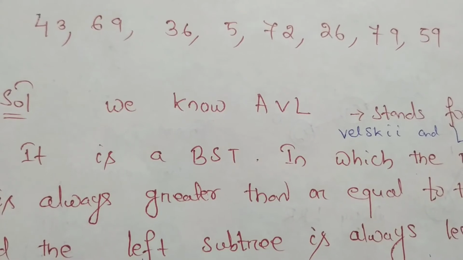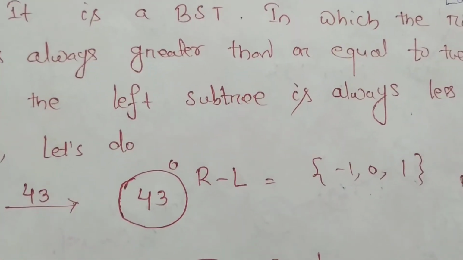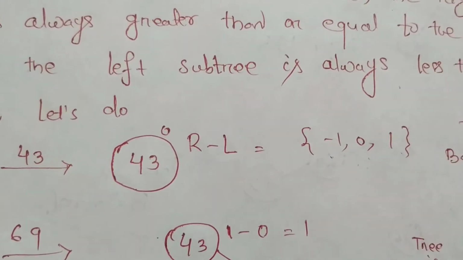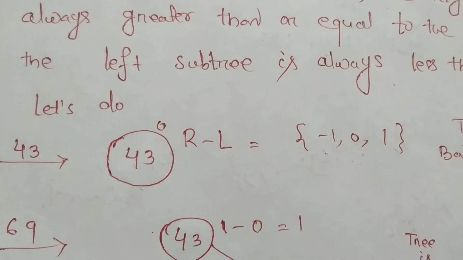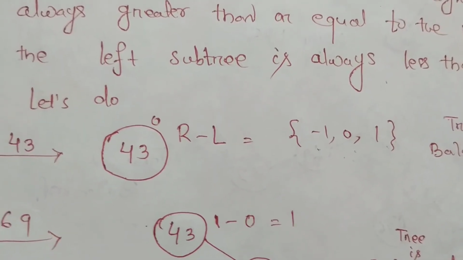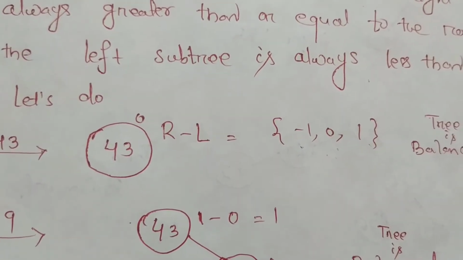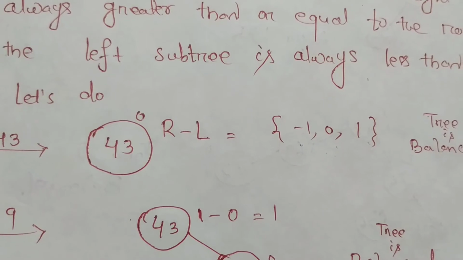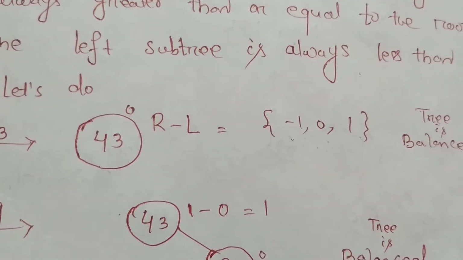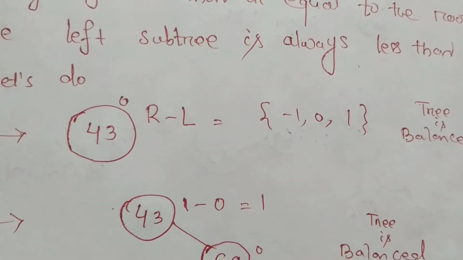So whatever number is given, first we have to consider the first number as the root node. So 43 becomes the root node, and in an AVL tree we always have to find the balance factor. The balance factor should always lie between -1, 0 or 1. If the balance factor is anything other than these three numbers, then we have to balance the tree, because the tree is unbalanced or imbalanced. When the balance factor lies between -1, 0 and 1, the tree is balanced.